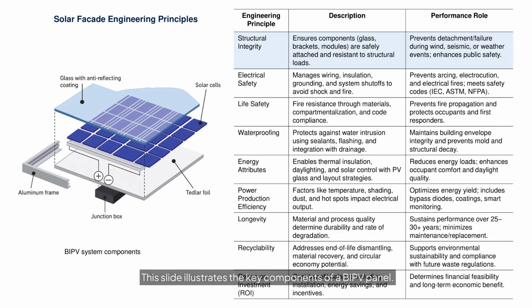This slide illustrates the key components of a BIPV panel. It includes a glass cover, solar cells, and a back panel, which are clamped with metal perimeter frames. The electrical connections between the solar cells lead to the junction box. BIPV panels are securely anchored to primary structures, preventing detachment or structural failures during wind, seismic, or climate disaster events.